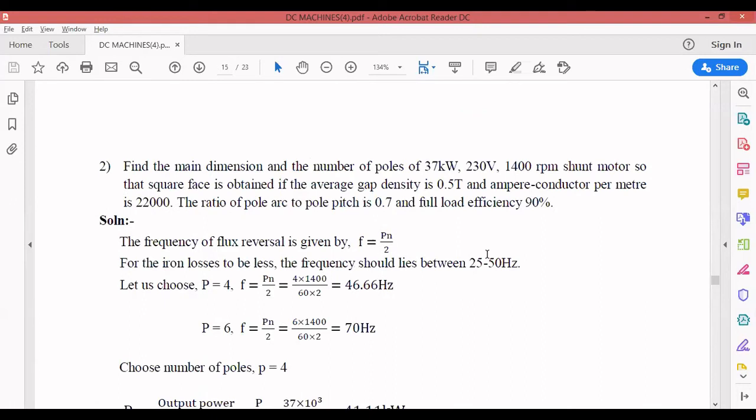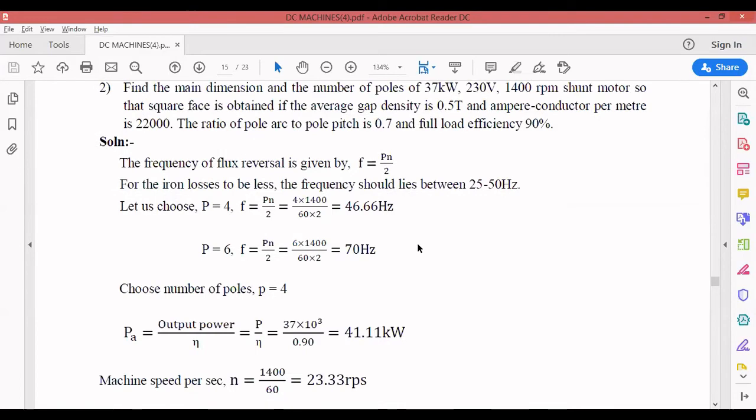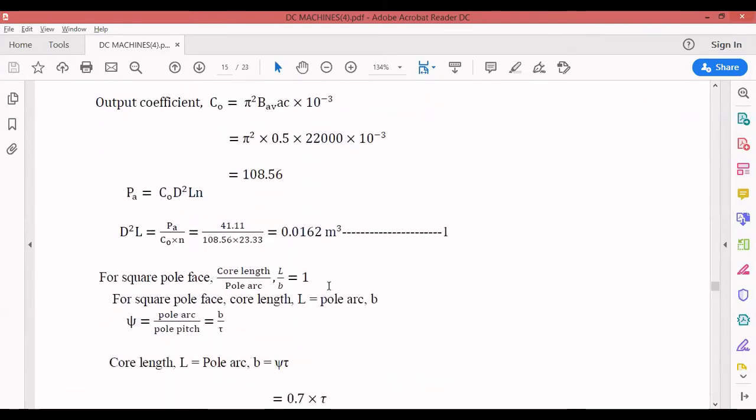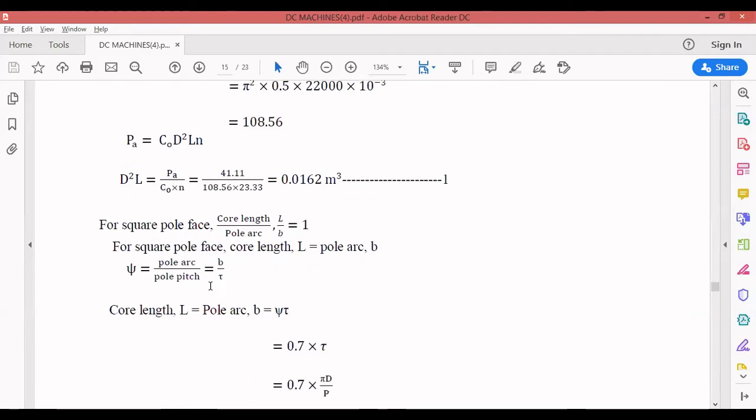Once again, in the problem, we see they are given what? They are given square face. So for square face, core length by pole arc is the same thing. L by b is equal to 1. For square face, core length is equal to pole arc b. Psi is equal to pole arc by pole pitch, b by tau.